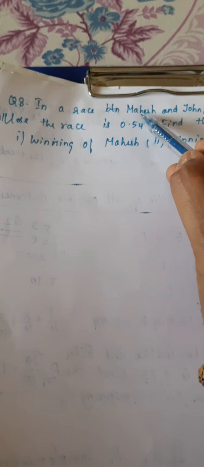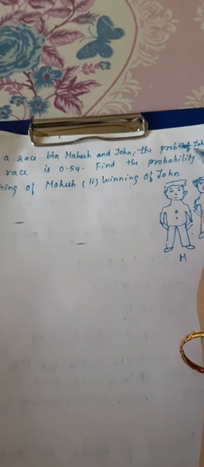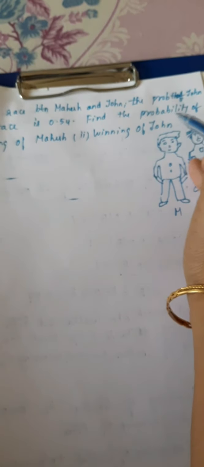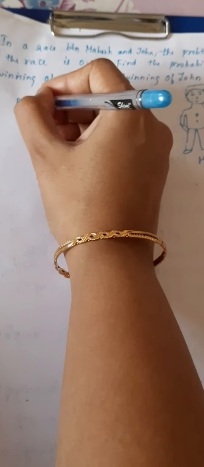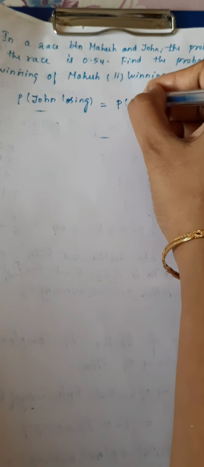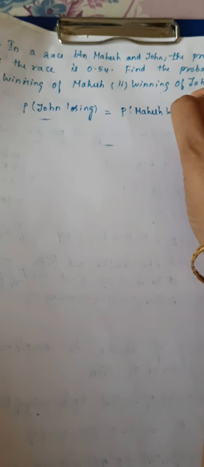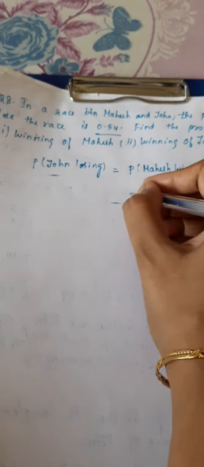So next question, in a race between Mahesh and John, the probability of John losing the race is 0.54. So we need to find the probability of winning of Mahesh and winning of John. These are the two parts of question 8. So probability of John losing is already given. The same as probability of Mahesh winning. So that is the answer for the first part of the question. So probability of Mahesh winning is 0.54.